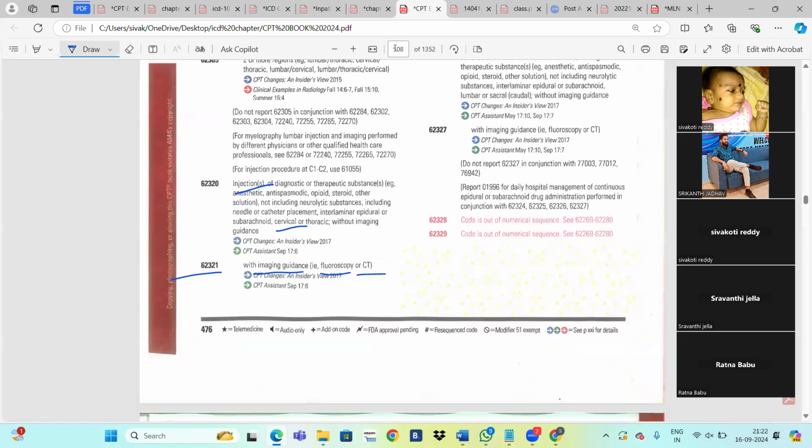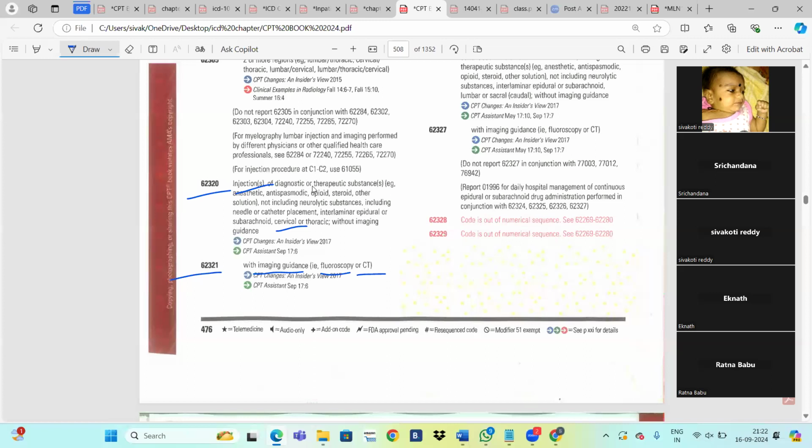So what is the meaning of 62320, 62321? Tell me. It is a diagnostic therapeutic substance injection. It is with imaging guidance, without imaging guidance. Yes. So they did injection of diagnostic therapeutic substance on the cervical and thoracic region without imaging guidance.